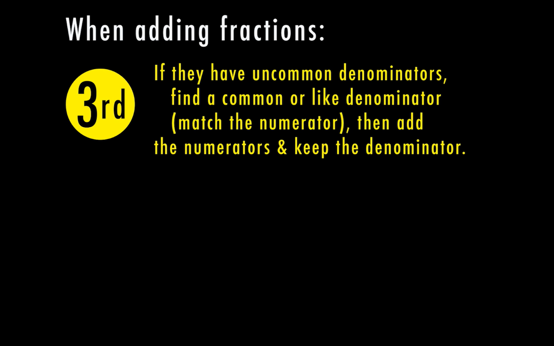Now, after we have determined if it's a common or uncommon denominator, what if they're not common denominators? So in the third step, if they have uncommon denominators, we're going to find a common denominator or a like denominator. Then we're going to match our numerator by multiplying by the same number on the top and the bottom. Then we're going to add the numerators and keep the denominator. So the last step is the same once we have common denominators. So let's talk about how we find that.